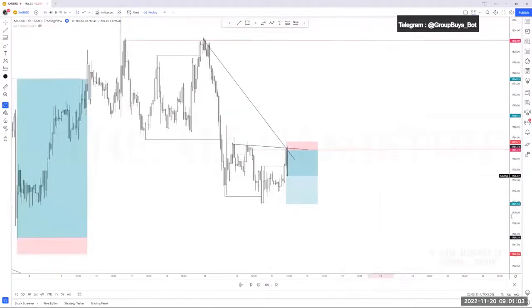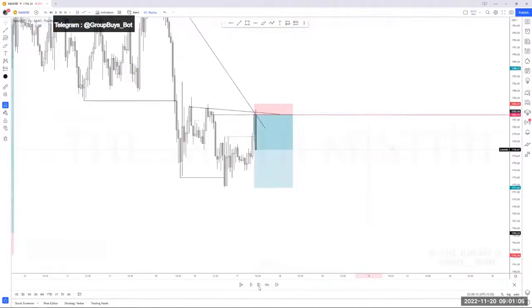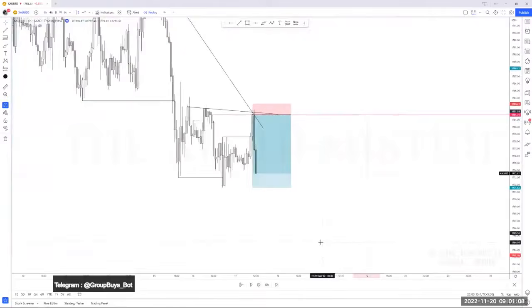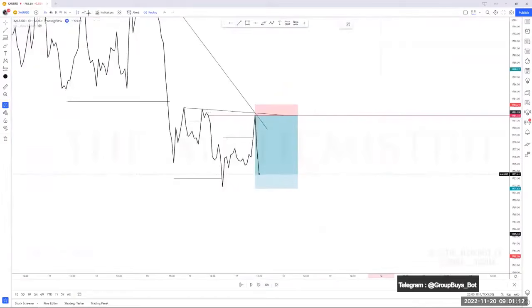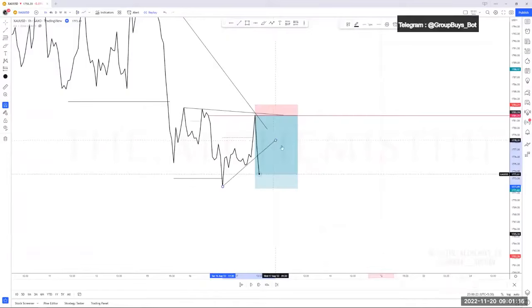And then I had another entry in here. Let me show you. Breakout. Can you see that? We had a breakout and this trend line was starting to form. A break and retest. Can you see it?